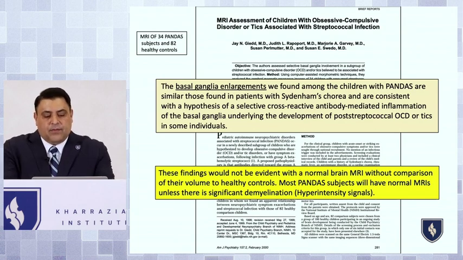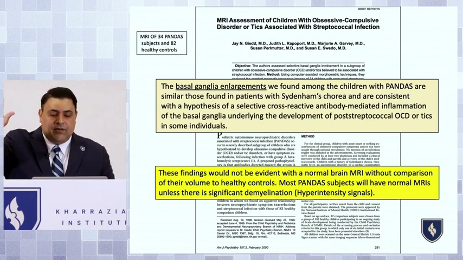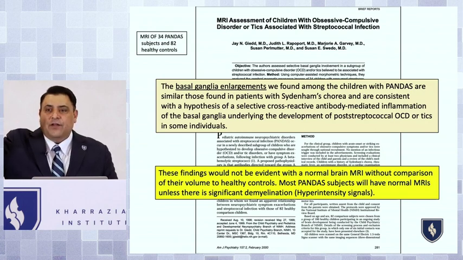Okay, so let me point out what they're saying. So what they're saying is that these kids that have PANDAS, their basal ganglia is enlarged because it's inflamed. So there's injury and inflammation to the basal ganglia. But when they just have a normal MRI and the radiologist looks at it, it's not clear. It's only clear when they look at age-matched healthy controls.